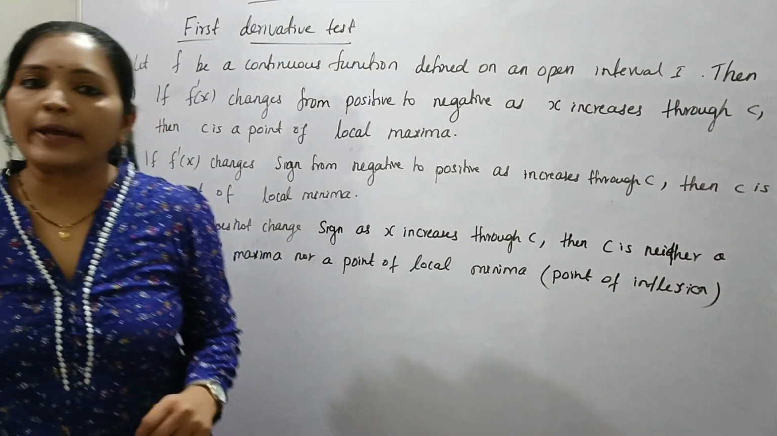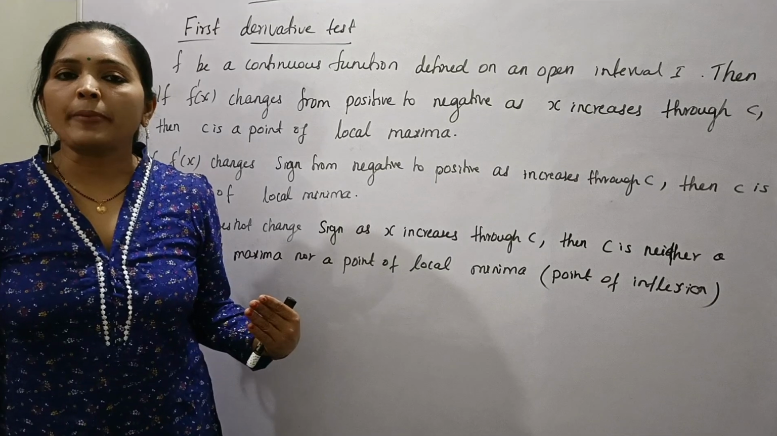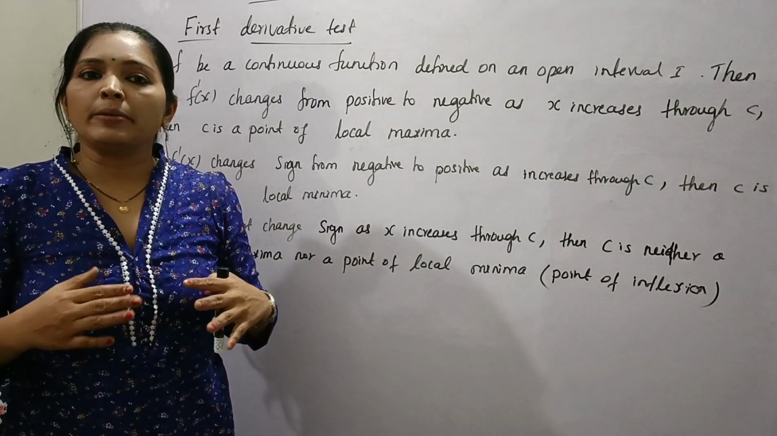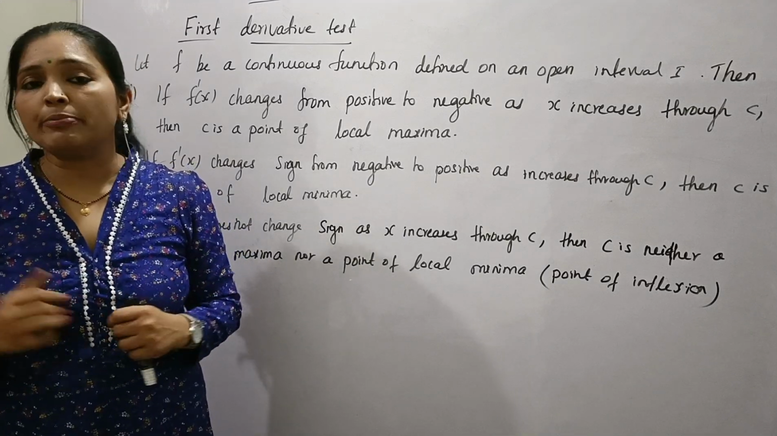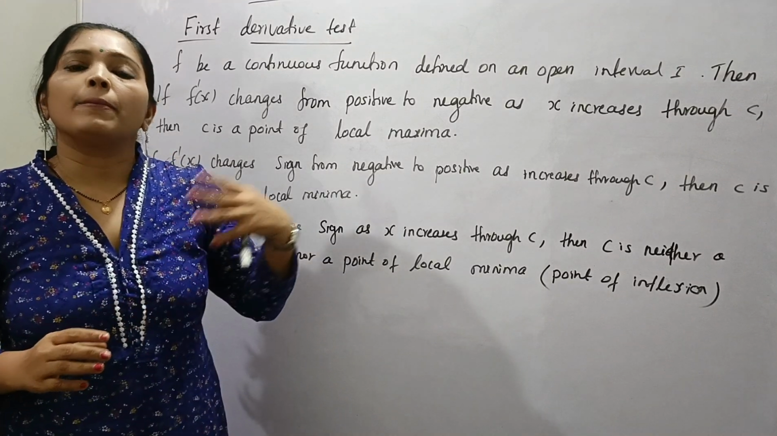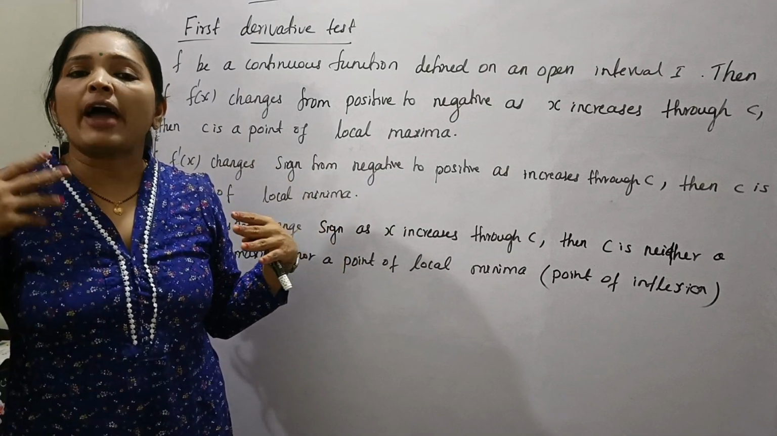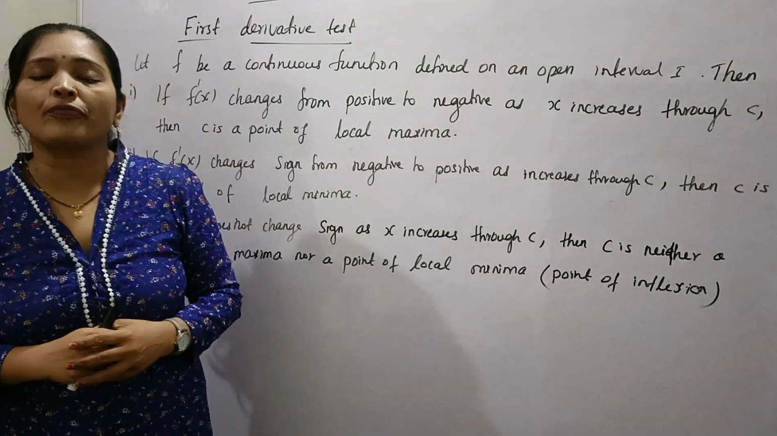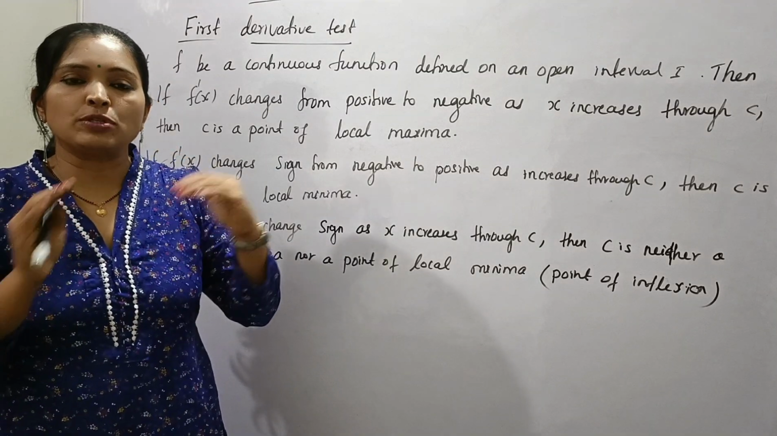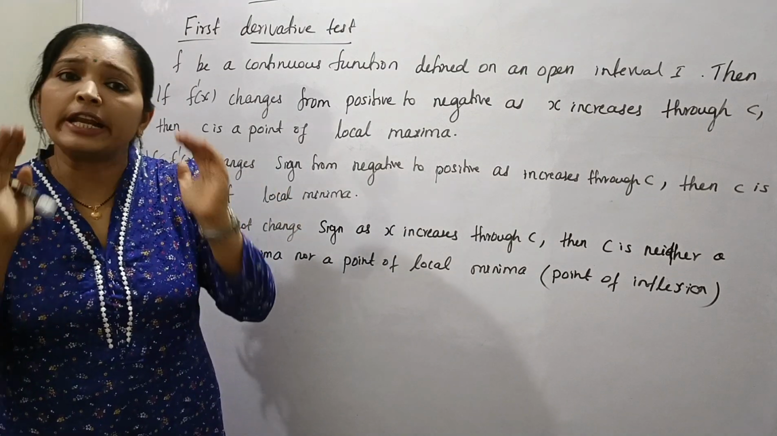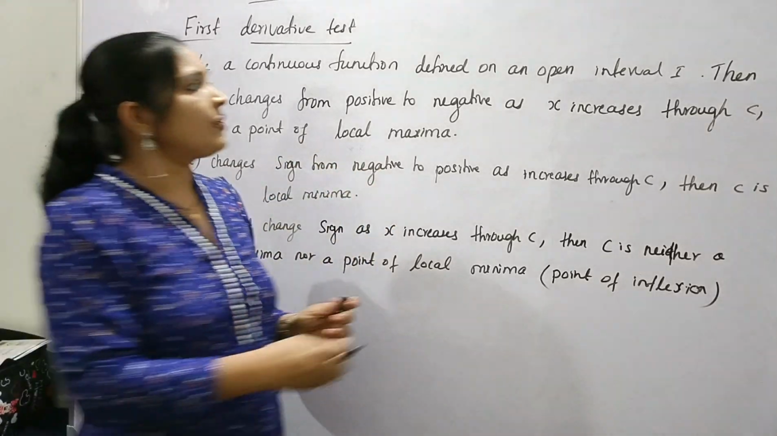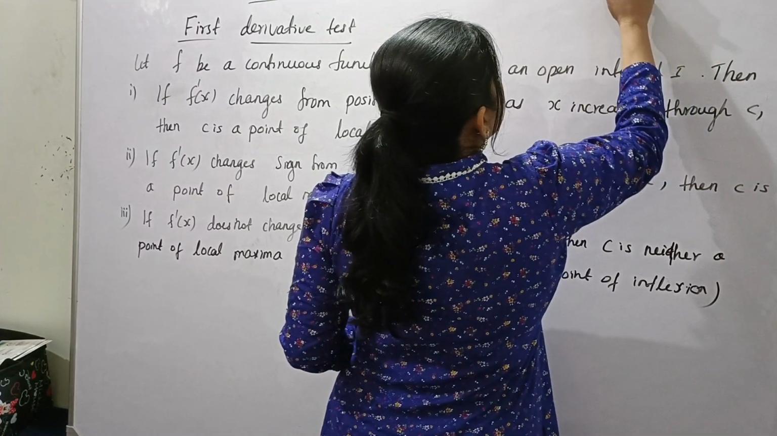Here we will study two types of maxima and minima: absolute maxima and minima, and local maxima and minima. Absolute maxima and minima are the maximum and minimum values of the function in its entire domain. But local maxima and minima are the maximum and minimum values of the function in a specified range, that is, in its locality. That is why they are called local maxima and minima. See, for example, here is our graph.